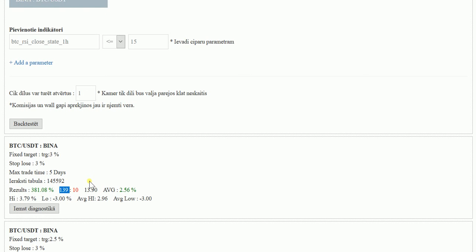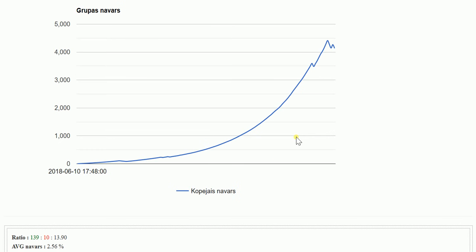We were to get only 139 trades, and let's see how this particular case looks in the chart. The average percentage of a trade is 2.56%, and you can see that, compared to the previous chart, this one also has a smooth exponential growth.